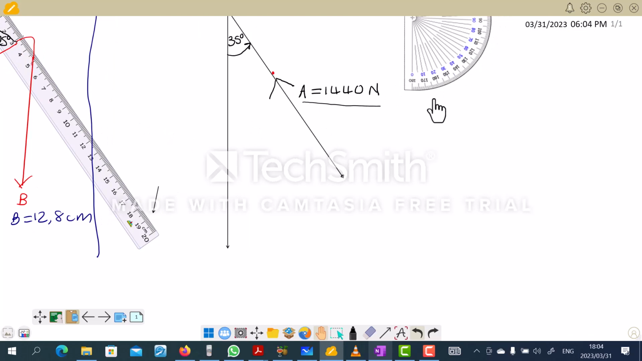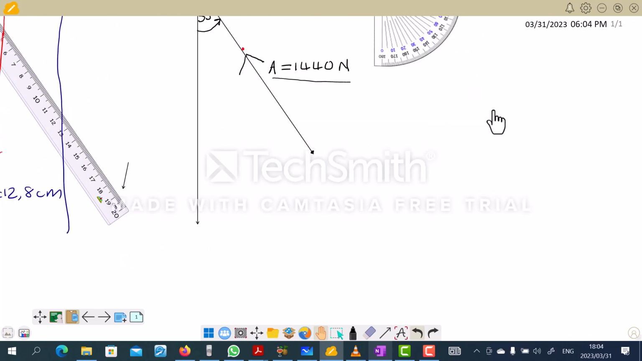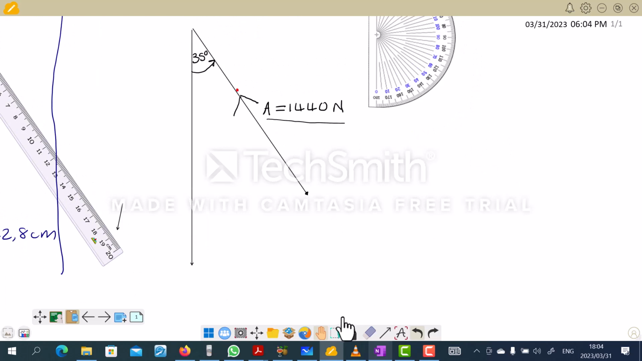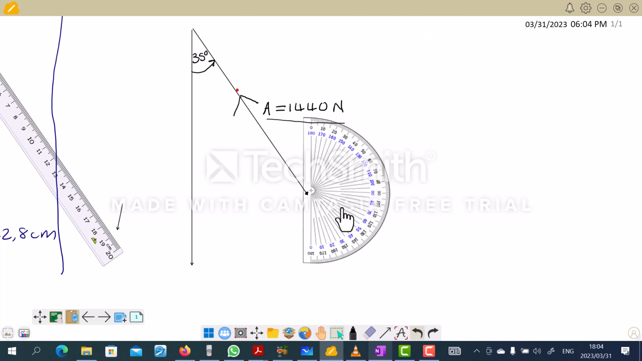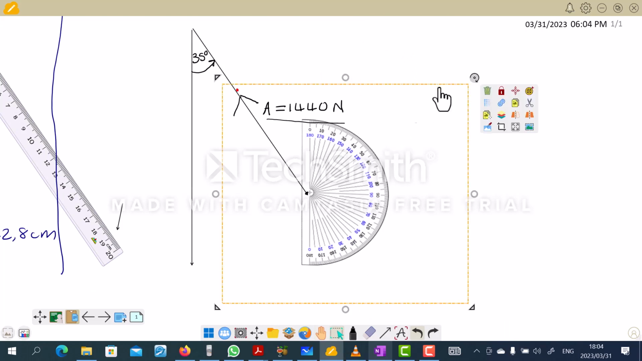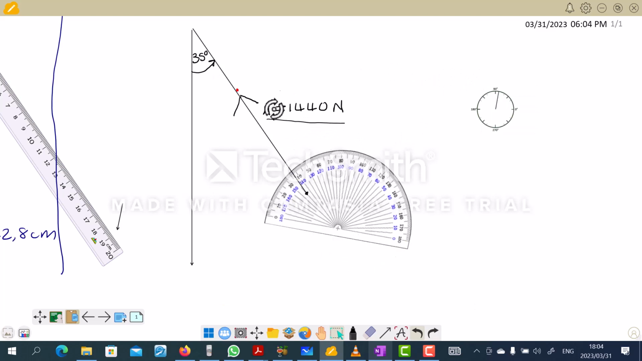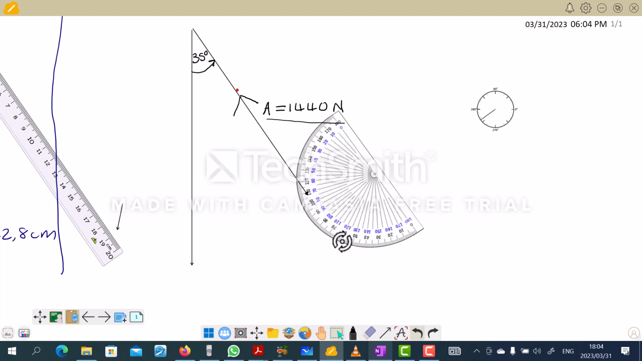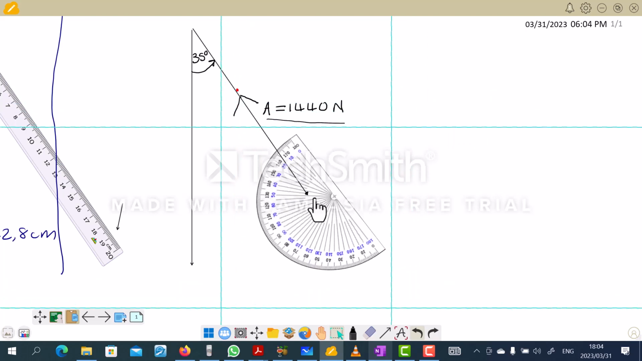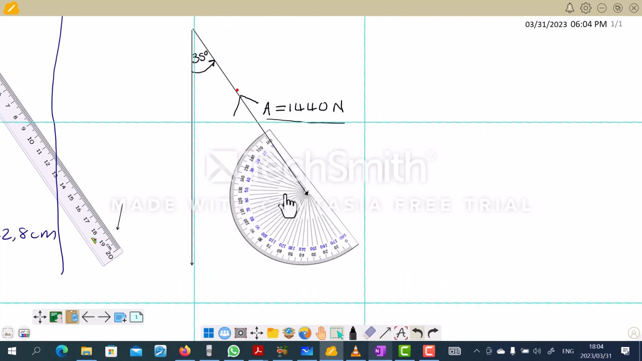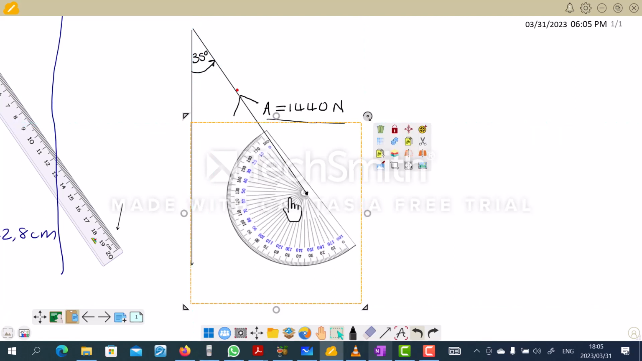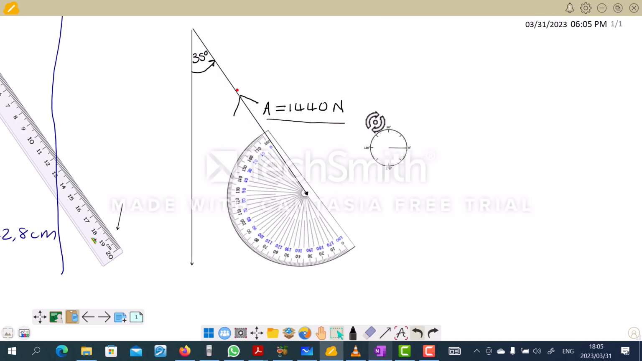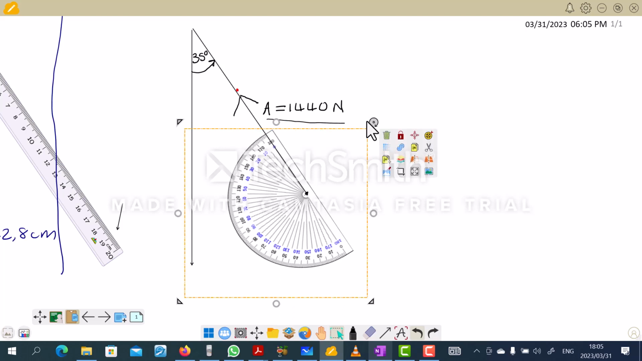So let me take the protractor. I want to find now 105 degrees. So I take my protractor and then I tilt it the other way. Yeah, like that. So my center must be on top of that end point. Then the zero line is supposed to be on top of my vector A. Yeah, it's on top of vector A.